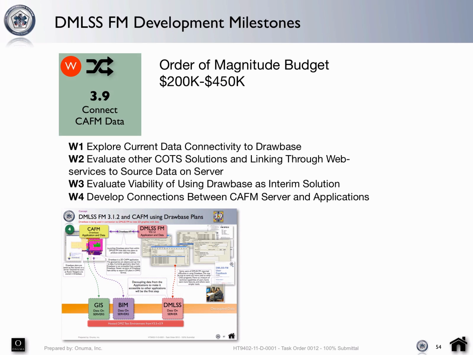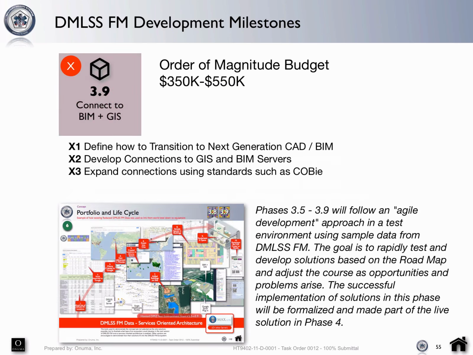And in 3.9, looking at connecting to other CAFM data, including what currently exists in Drawbase, the possibility of linking to Drawbase or looking for other CAFM or BIM applications that can connect floor plans and building information models to the DMLS FM data. And connecting to BIM and GIS, location-based data and GIS and BIM servers. There's a lot of potential there to connect CMS and CAFM data to that.